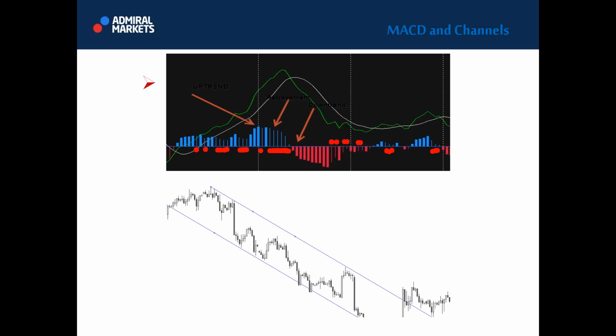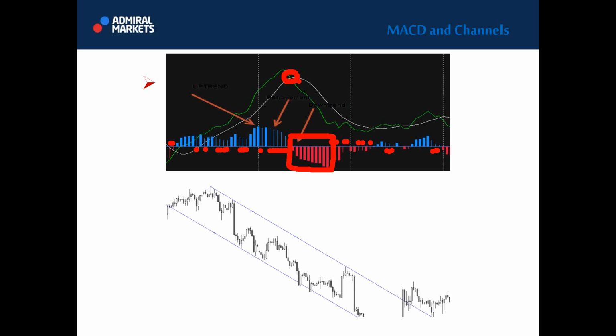And now when we see that the green line has crossed below the white line, and we have thick red bars below the waterline, we say that we are in a downtrend, but we do not have momentum yet. The momentum is only spotted when both of those lines are below the waterline. Okay, now we are talking about trend.